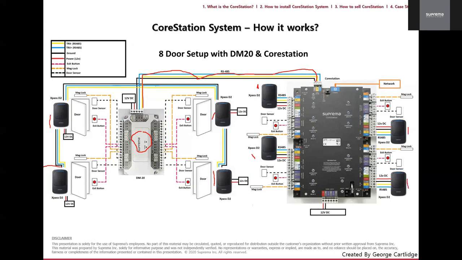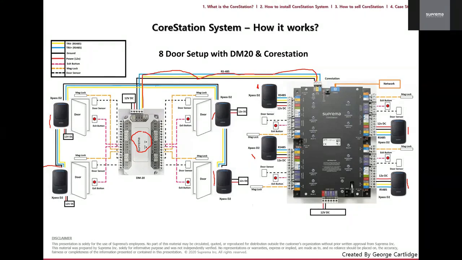So in this screen here, you're looking at an 8-door setup with a CoreStation and a DM20. And then also, if you look carefully, you have the request to exit button and a door sensor and the maglock, all being controlled by the CoreStation on each RS-485 interface. And then on the other side as well, you definitely have the ports and inputs available for the DM20 to do the exact same as well.